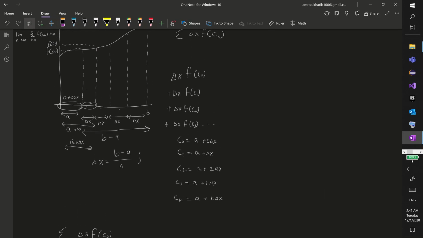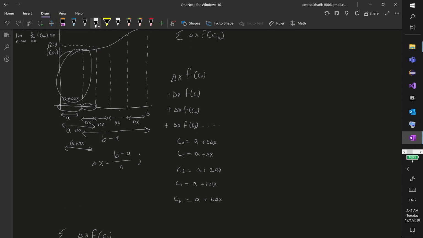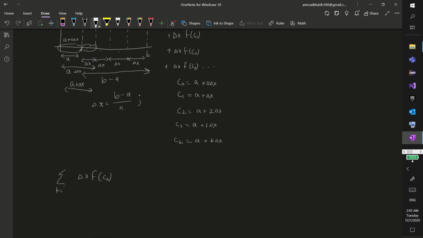If you start from k equals 0, you include this rectangle. If you start from k equals 1, you start from this rectangle. So in the book, we start from k equals 1 because the interval is from a to b. So k equals 1 to n. N is the amount of intervals you want. So k goes from 1 to n, some number.